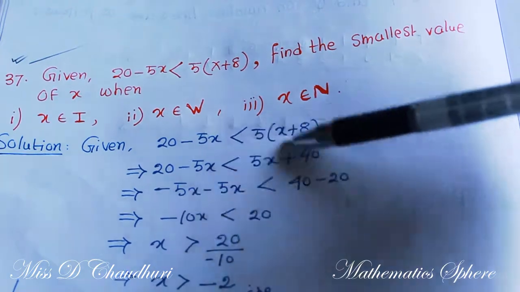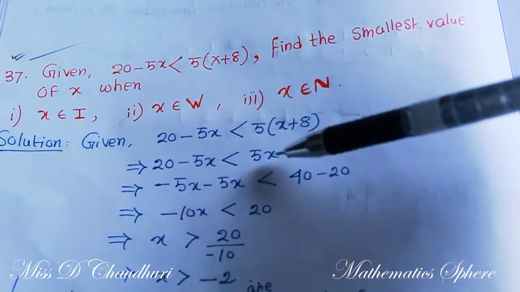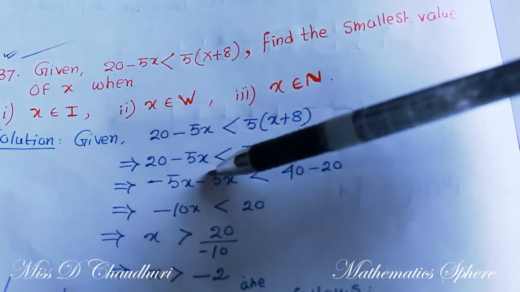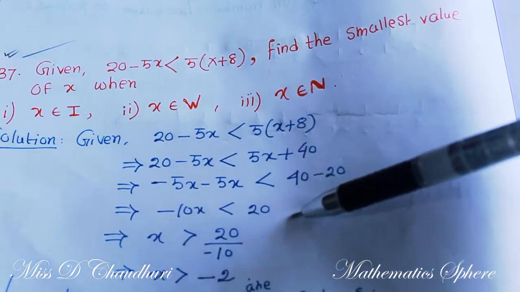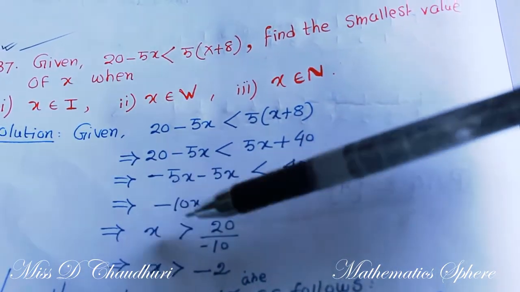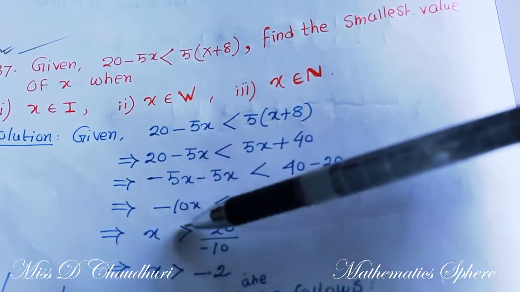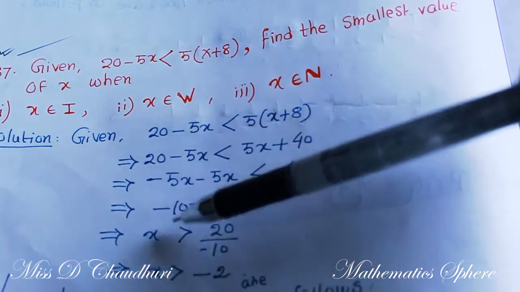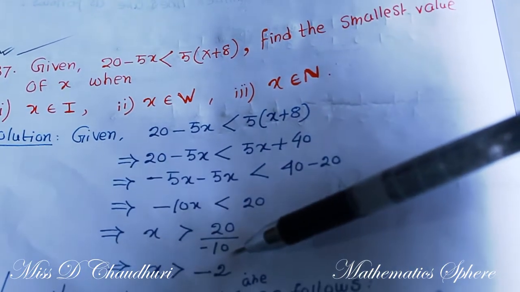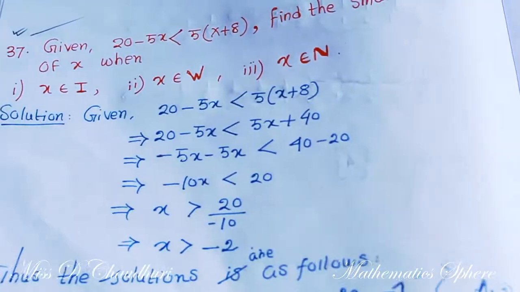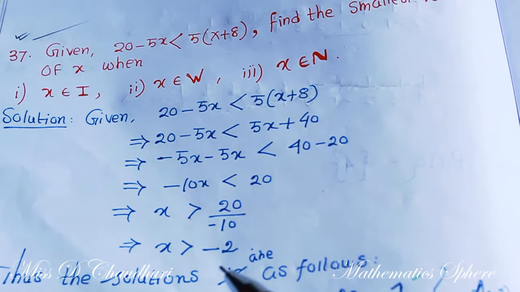So if you shift this 5x to that side and bring this 20 to this side, ultimately we are getting minus 5 minus minus 10x less than 20, okay. So ultimately when you divide by minus 10, the inequality reverses. Be careful here: it was less than, it becomes greater than, because we are dividing by a negative number. So ultimately we get x greater than minus 2, okay.